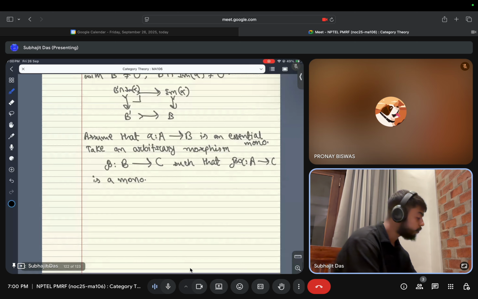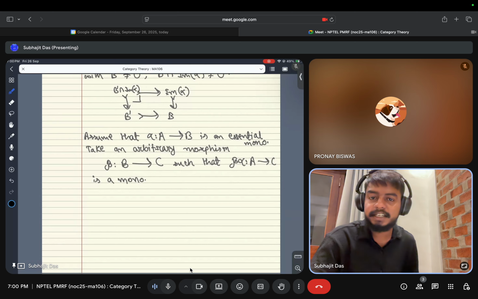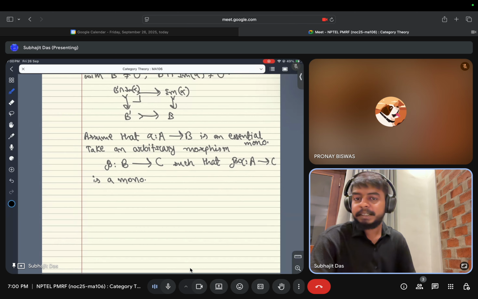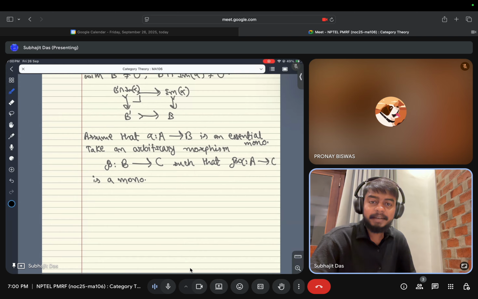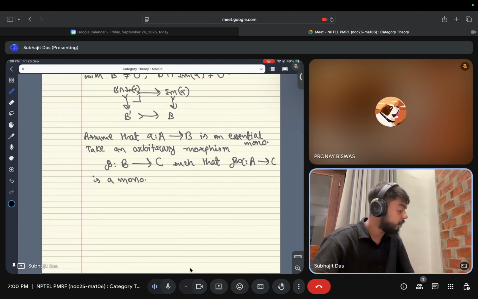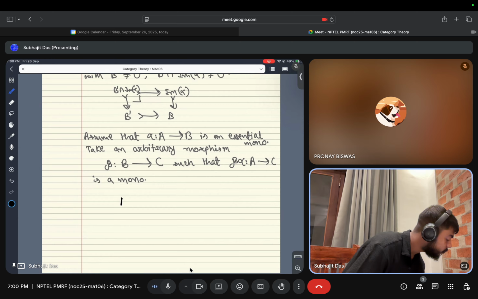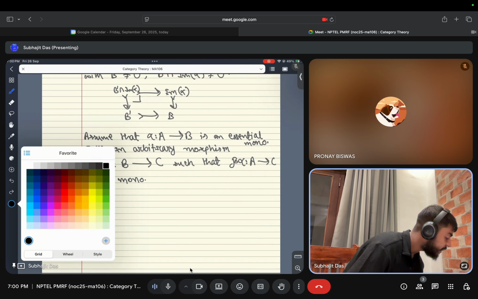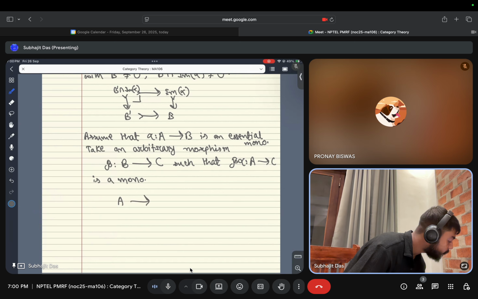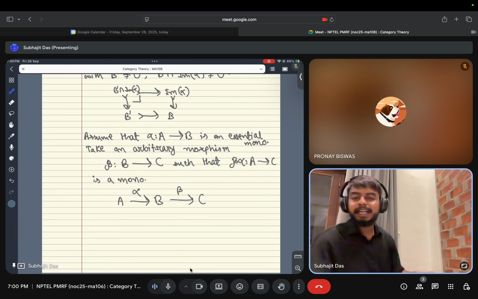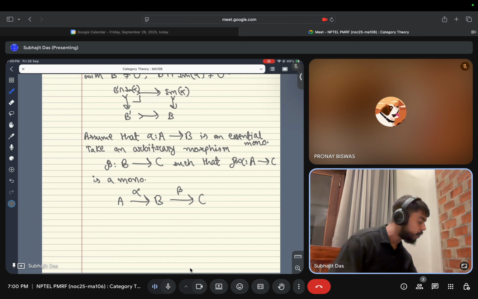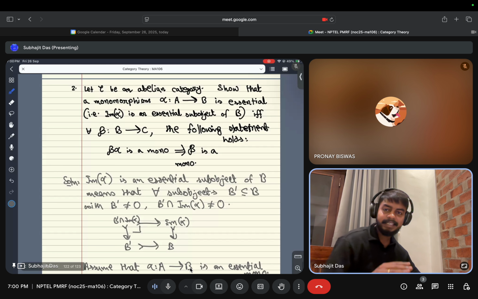How do you show this? We assume that alpha is an essential mono. We take an arbitrary morphism beta from B to C such that beta alpha is a mono. We want to show that beta is a mono. How do you show this? Any ideas? So A to B to C, alpha, beta. We have assumed beta composed alpha is a mono. Keep in mind we are already given that alpha is a mono. This is irrespective of what we want to prove. This is given to us already.